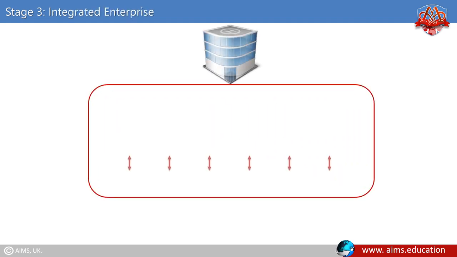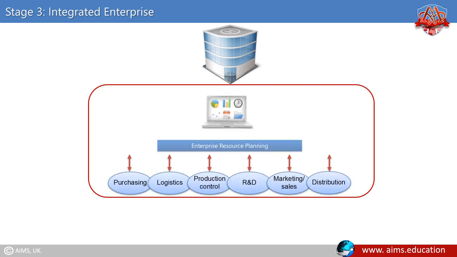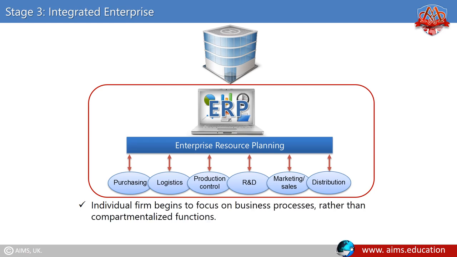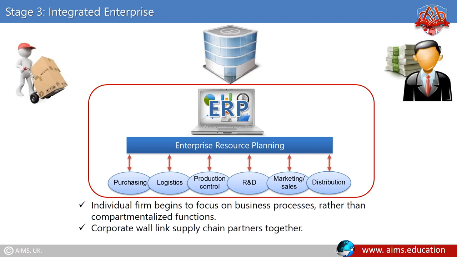Stage 3. Integrated enterprise. These organizations are fully integrated between departments using enterprise resource planning, or ERP. This is a prelude to end-to-end supply chain management, as explained in the below exhibit. The individual firm begins to focus on business processes rather than compartmentalized functions. Corporate walls link supply chain partners together.